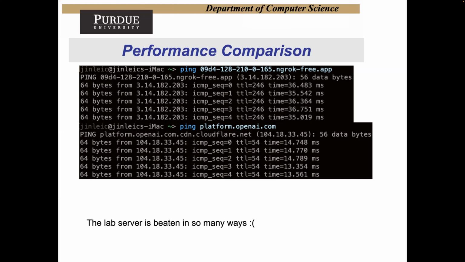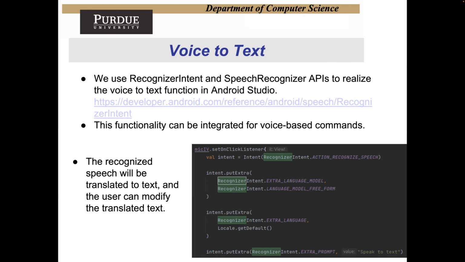We use the recognizer intent and the speech recognizer APIs in Android Studio to realize the voice-to-text function in our app. This function can be integrated for voice-based commands, and we use it to translate our human voice to text and send it as the query to the GPT model. I show some core code here.